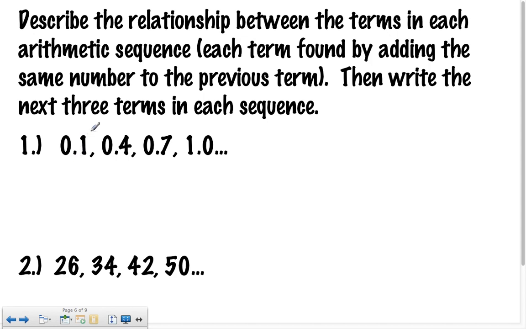So what you're going to do is find the difference between each of the numbers, working your way through. Finding the difference means you're just going to subtract. So 0.4 minus 0.1 will give us the difference between the two, so we can see what they added to 0.1 to get to 0.4. 0.4 minus 0.1 is 0.3. We're going to test it with this one too: 0.7 minus 0.4 gives us 0.3 again. So the rule is plus 0.3.